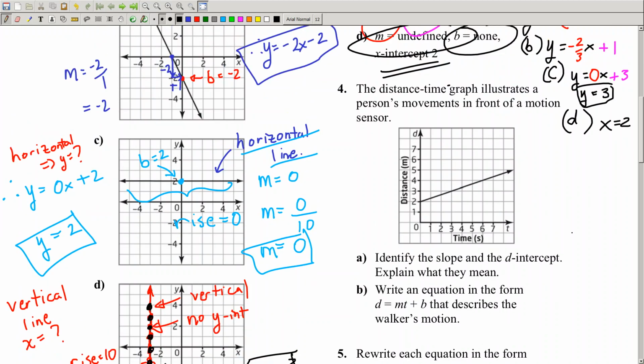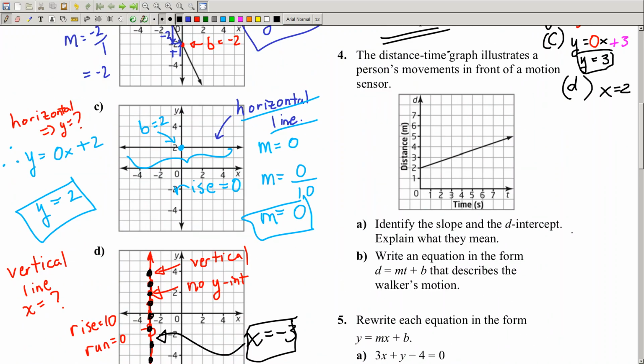Now, I'm going to do the same thing here. I'm going to identify the slope and the d-intercept. Now, I don't want you to get confused. The d-intercept is the same thing as saying the y-intercept. And the reason they call it the d-intercept is because in this specific example, the y-axis is distance d. In the same way, this wouldn't be an x-intercept, it would be a t-intercept, but they mean the exact same thing because the x-axis is time, t.